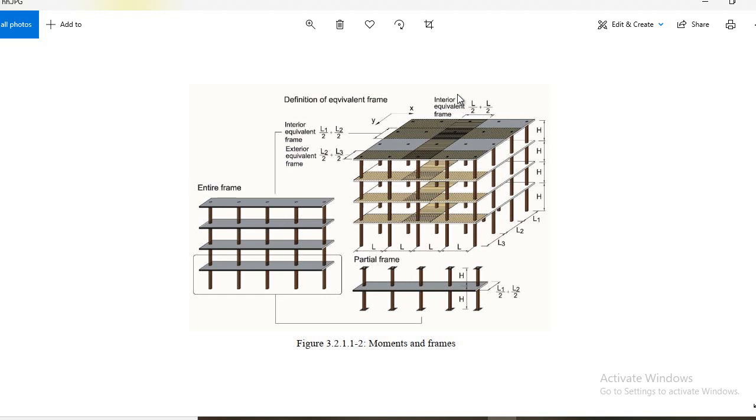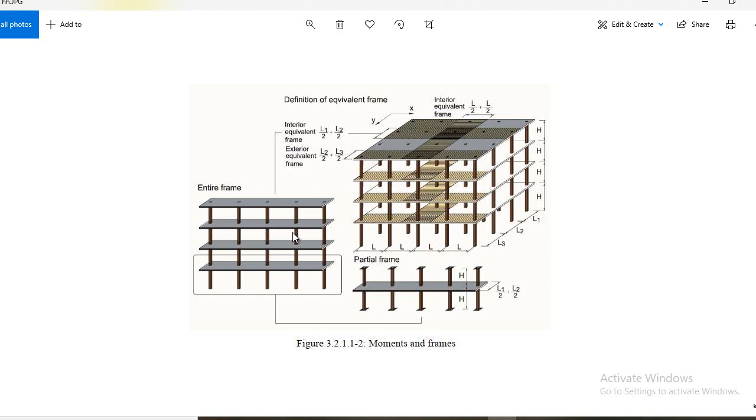As we did in our DDM method, we extract the exterior frame and the interior frame in the east-west direction, and similarly in the north-south direction. Two frames, basically, if the limitations are fulfilled. Clear? So here we see the interior frame. What will be the middle strip and column strip? You already know if you know the concept of DDM.